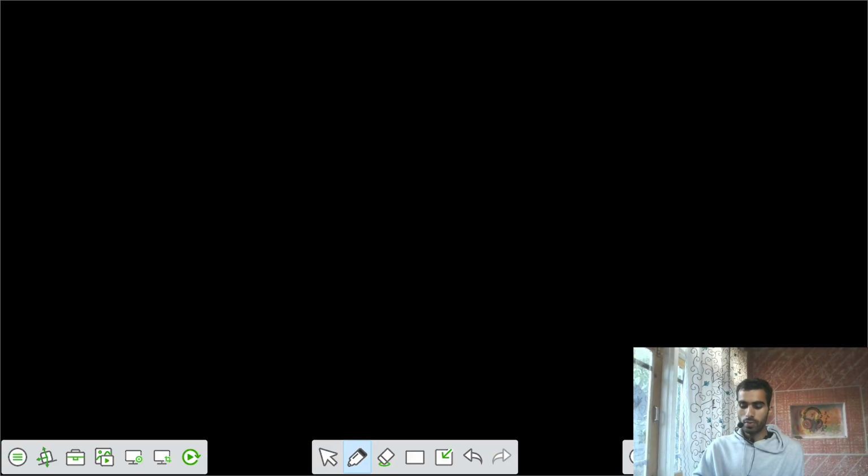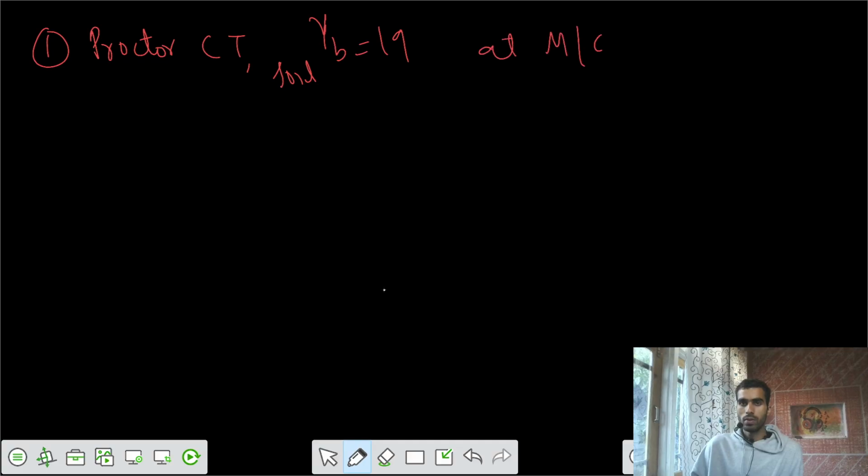Okay. Let's take a few problems. Let's take one of the problems. We have a Proctor compaction test. We achieved soil gamma bulk equal to 19 at a moisture content of 15%, and we need to get the degree of saturation, if the soil solids have specific gravity 2.7.